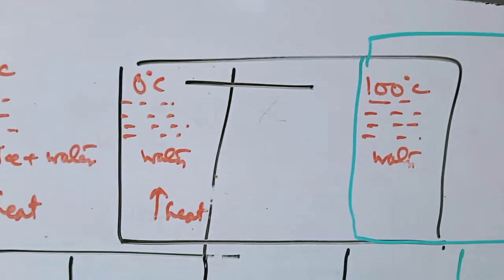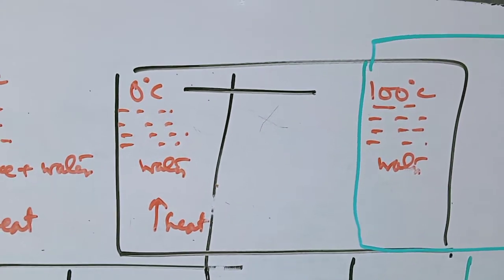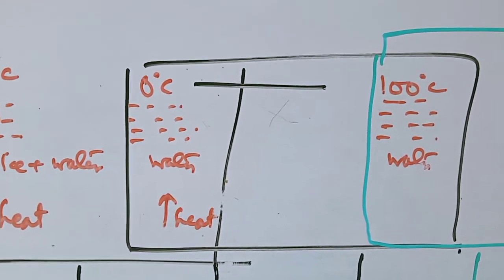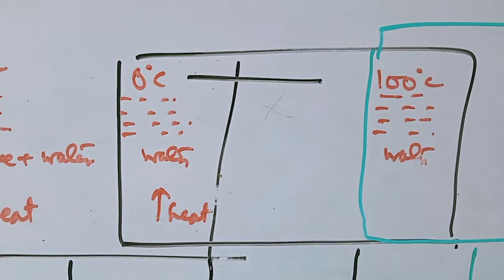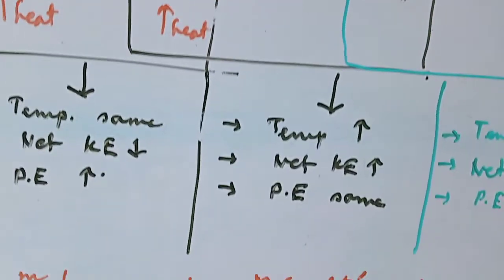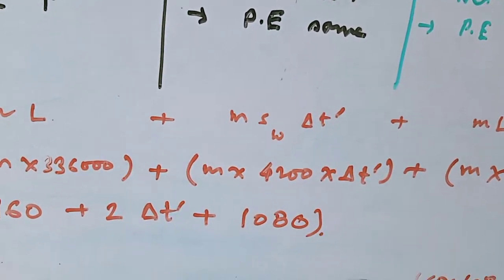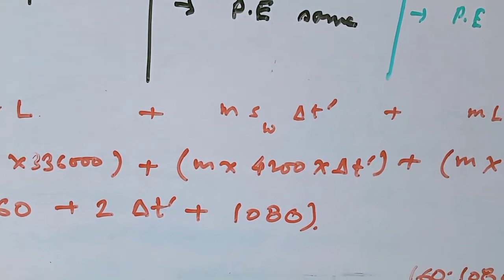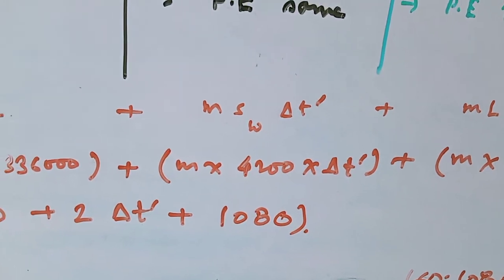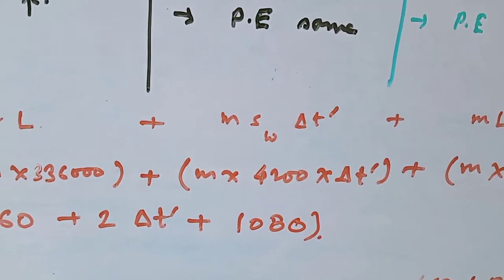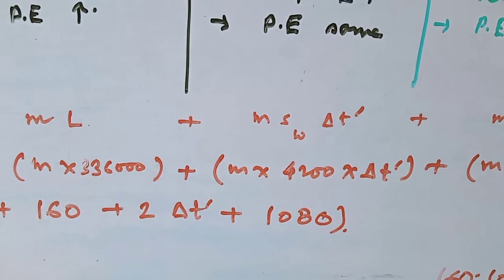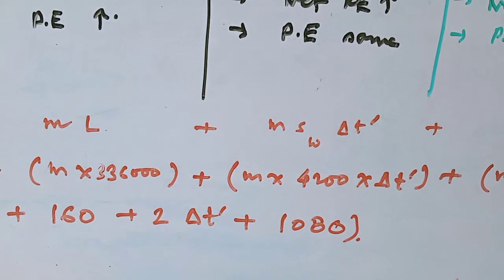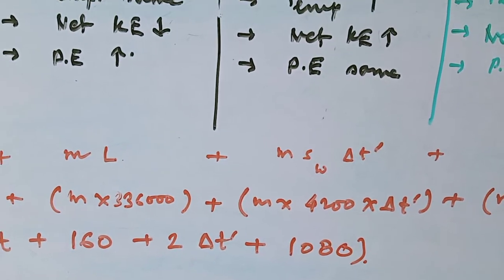Here, heat energy absorbed by 0 degree Celsius water to convert to 100 degree Celsius water, or heat energy released by 100 degree Celsius water to 0 degree Celsius water, is equal to mass into specific heat capacity of water into change in temperature. That means 100 minus 0. So the specific heat capacity of water is 4200, into delta T dash. Here delta T dash represents the change in temperature. It is the heat absorbed when temperature is increased or heat released when temperature is decreased.